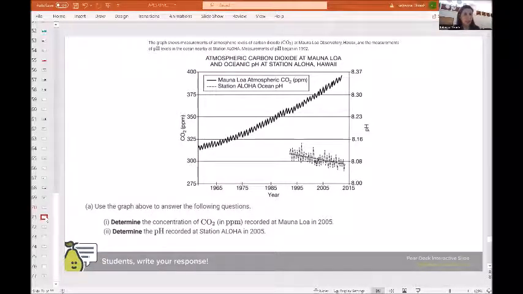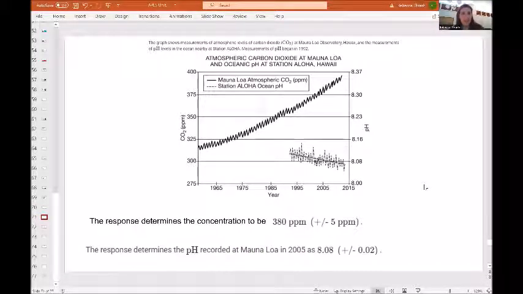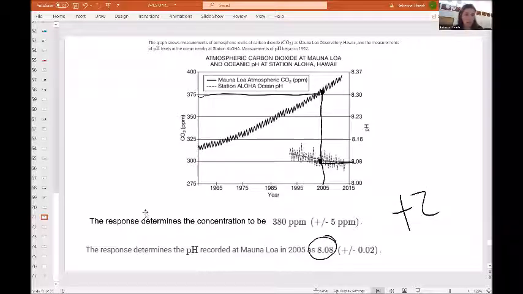All right, guys, it looks like y'all got your answers in, so let's check it out. The response determines the concentration to be 380 parts per million, give or take about five. So at 2005, we draw the line, it's about here, 375, slightly above. But if you said 375, you got yourself a point. pH was 8.08, because again, the same thing right here, 8.08, give or take about 0.02. Both of you guys got that. So plus 2 points already.